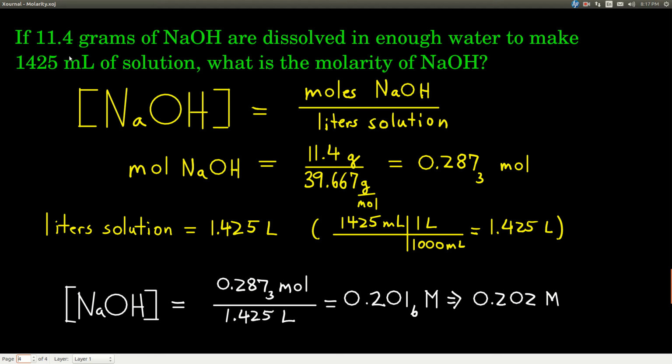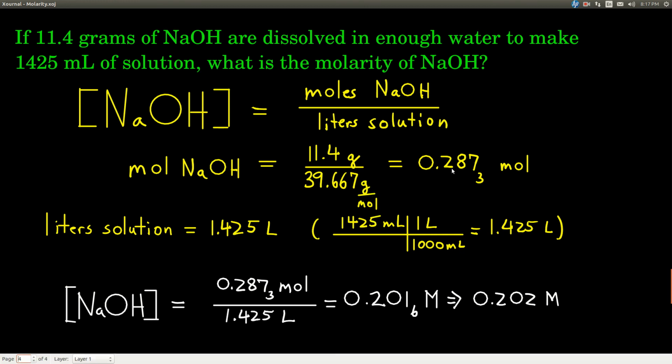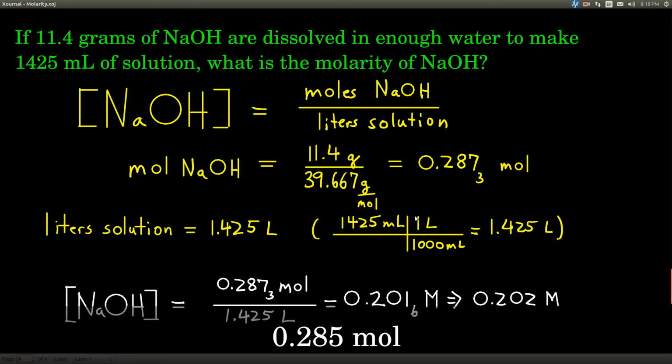Moles of sodium hydroxide: we know grams, and remember, whenever you have grams of something, to find the moles, always divide by the molar mass. So the grams of sodium hydroxide is 11.4. The molar mass is 39.997 grams per mole. And remember, I got this number by looking on the periodic table, finding the molar mass of sodium, adding the molar mass of oxygen, and then the molar mass of hydrogen. So when I do the division, units of grams cancel, I get moles. I get about 0.287 moles of sodium hydroxide. That goes on the top.